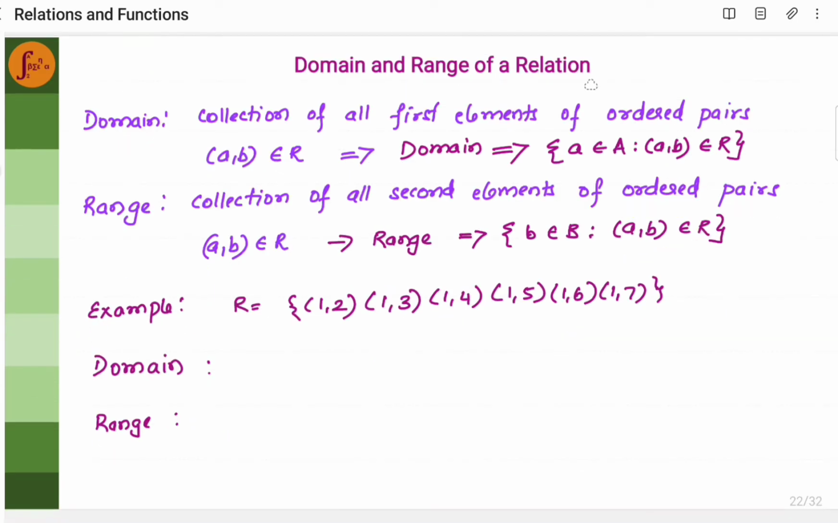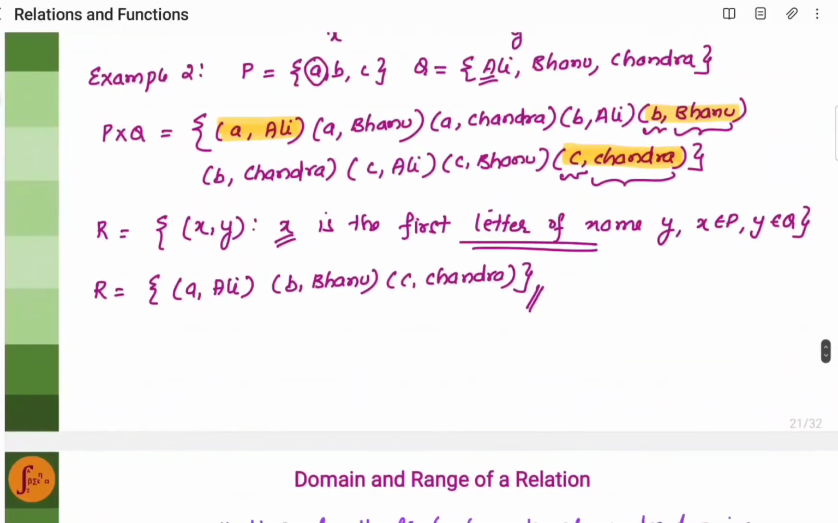Now, what is the domain and range of a relation? Domain is nothing but the collection of all first elements of ordered pairs in R. We found R here. In this example, we have R defined here. All the first elements form the domain, and all the second elements, that is Ali, Banu, Chandra, form the range. So A, B, C is the domain, and Ali, Banu, Chandra is the range.